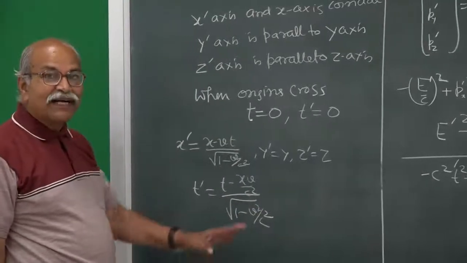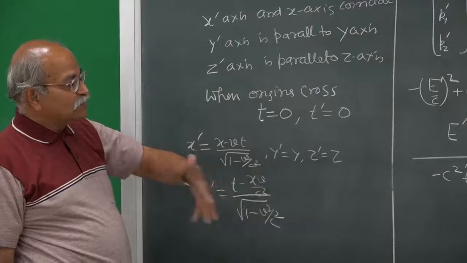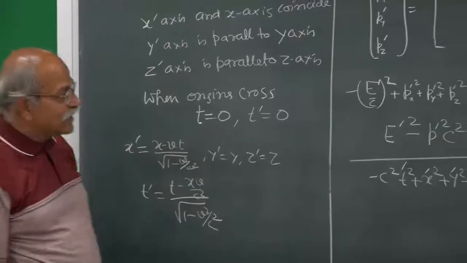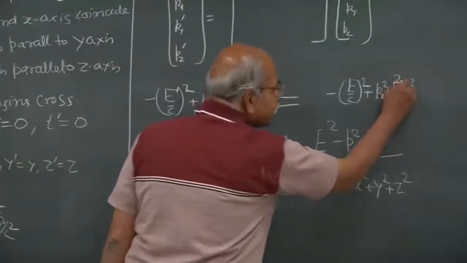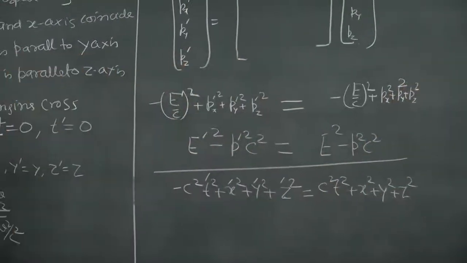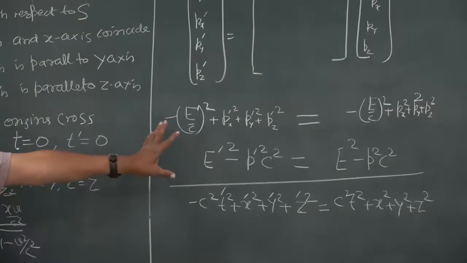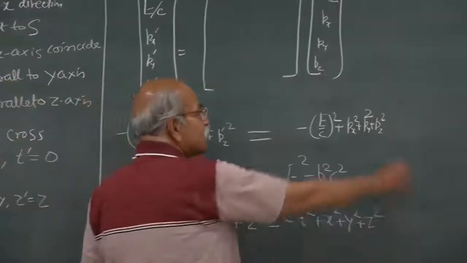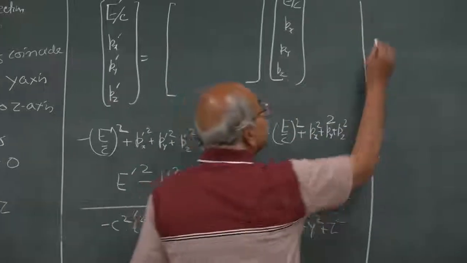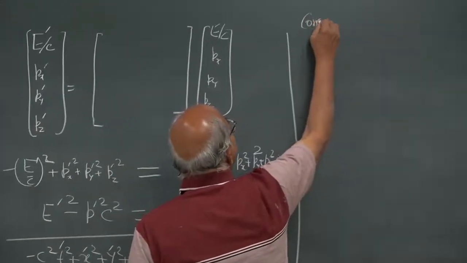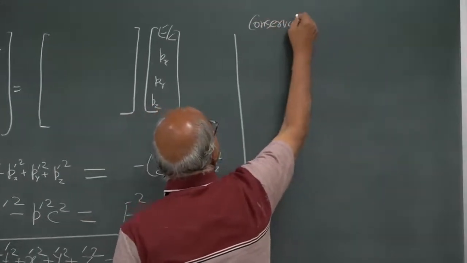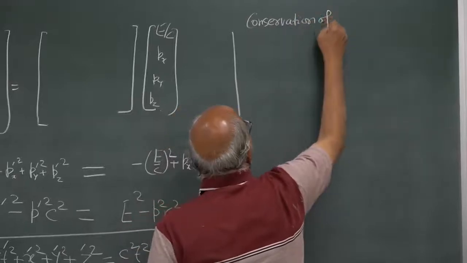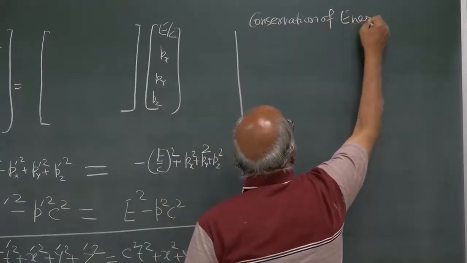So those are the kind of properties of 4 vectors which we can employ and get some relations even if our frames are different. Now, the last thing I want to say in this lecture is the conservation of energy momentum.